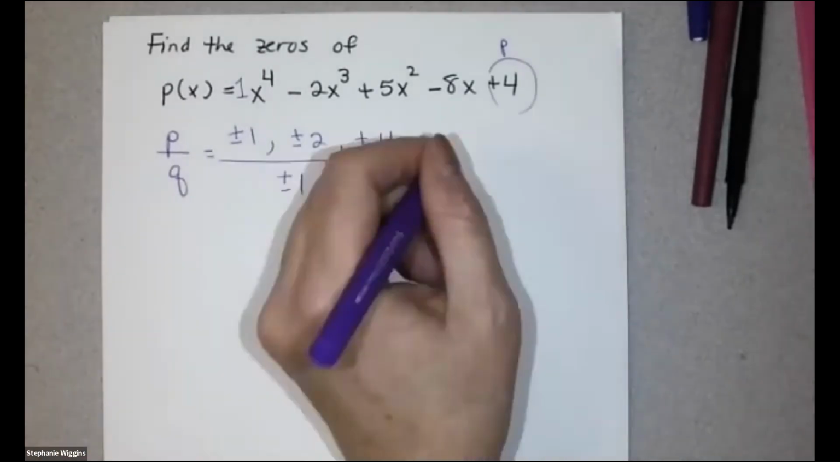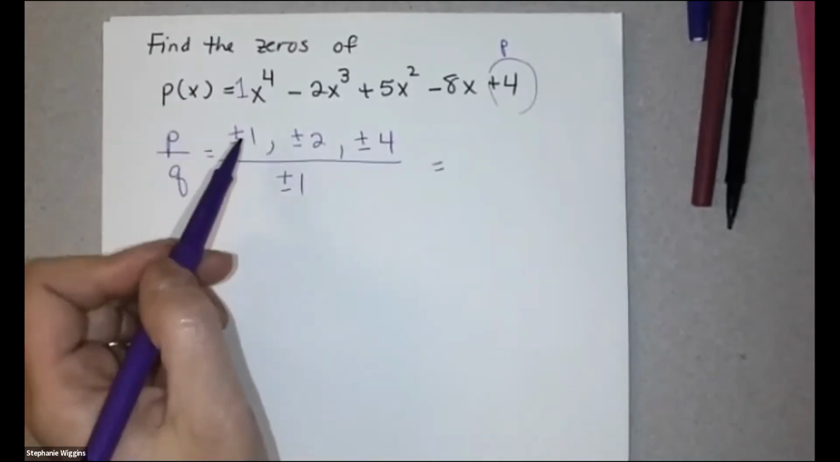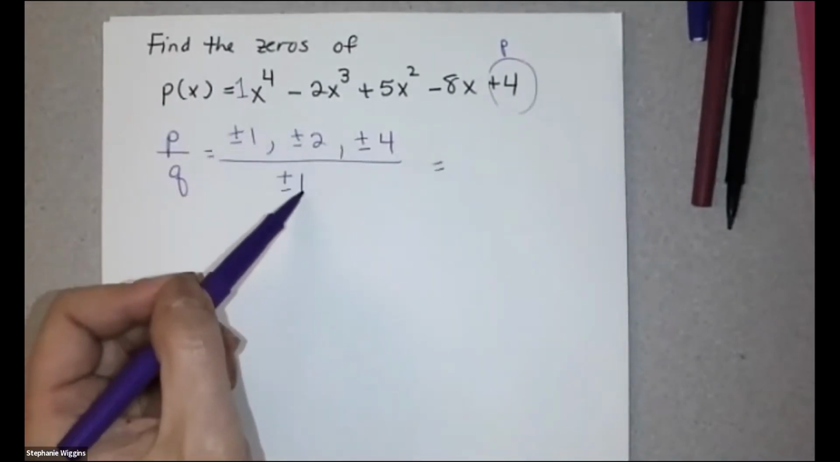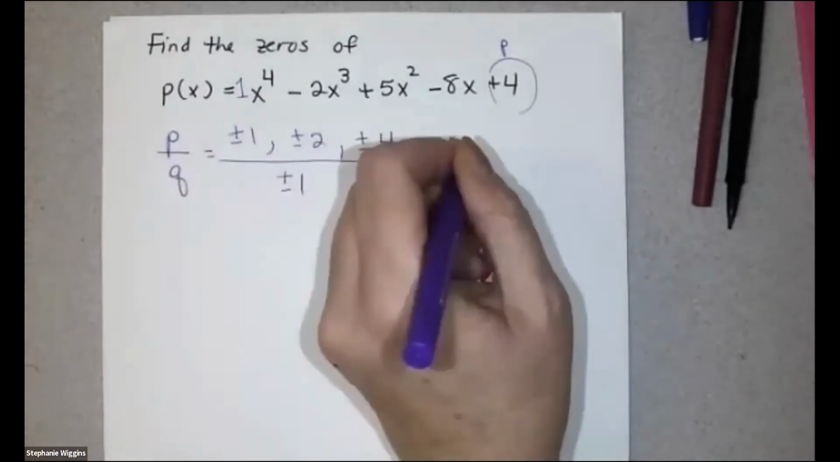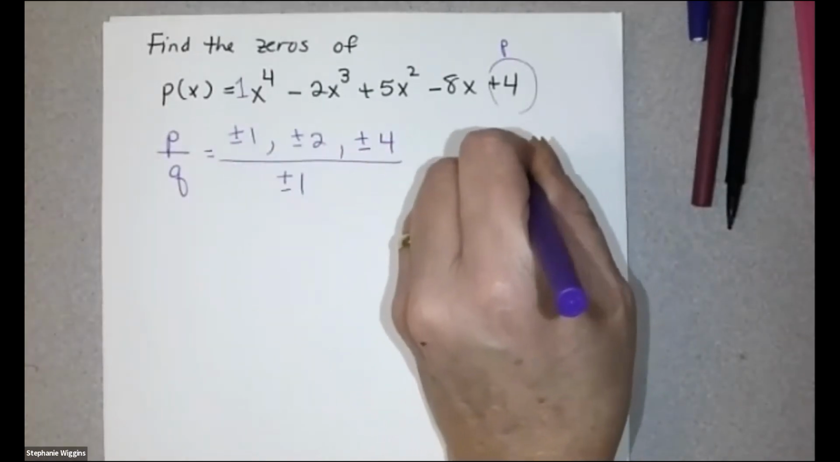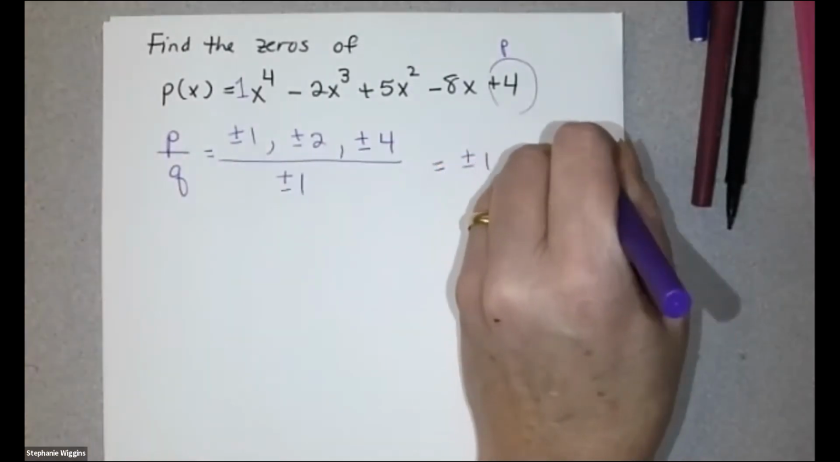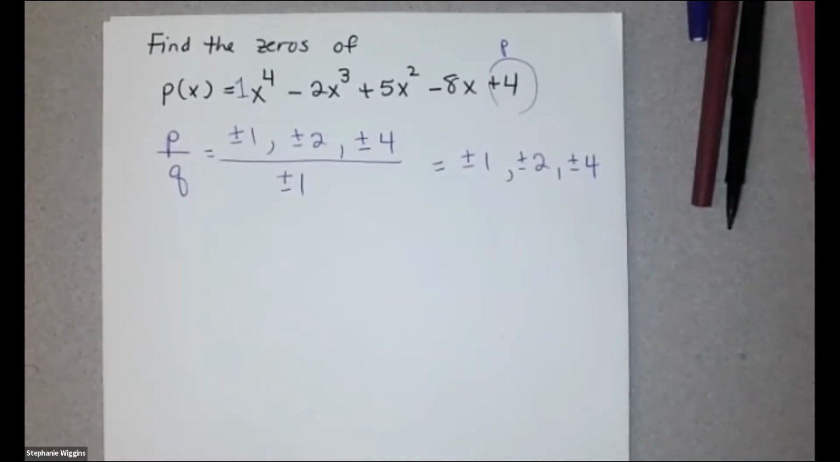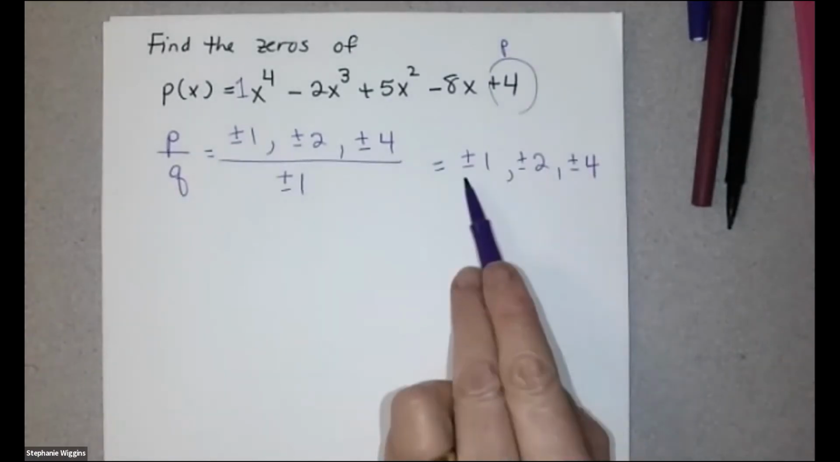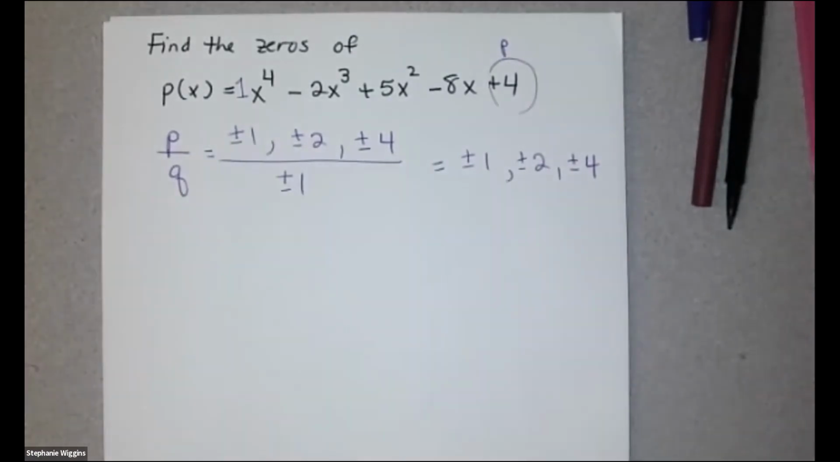And if I take all the possible fractions, so 1 over 1, 2 over 1, 4 over 1, I get plus or minus 1, plus or minus 2, plus or minus 4. Okay? So here I have a list of 6 possibilities. That's the rational zero test. Okay?